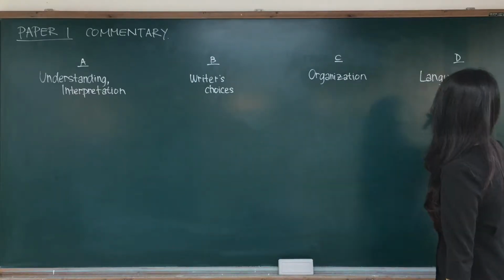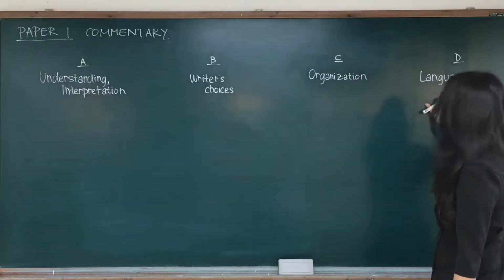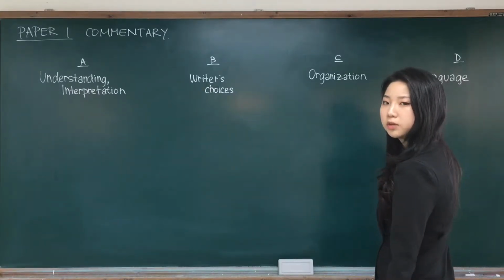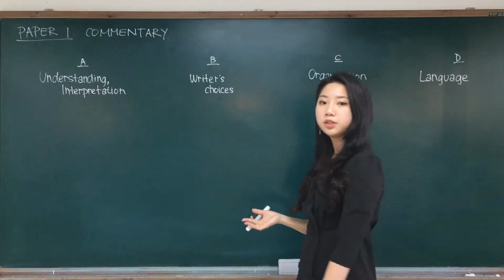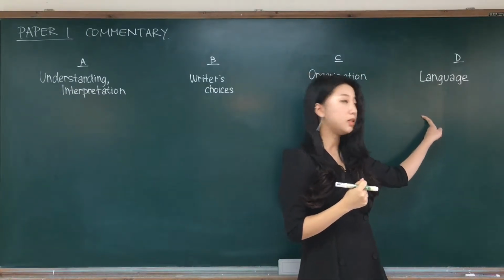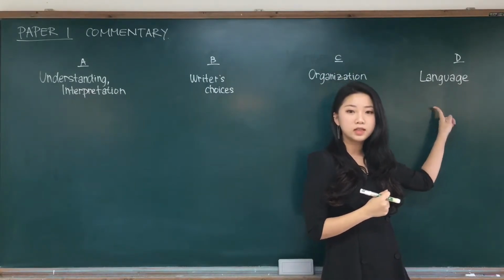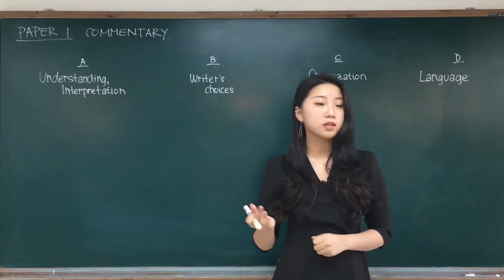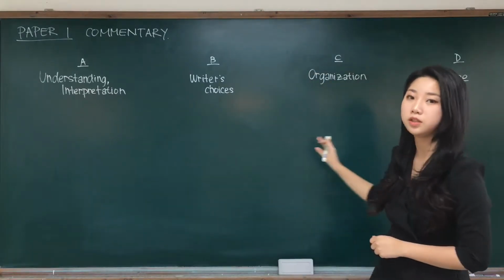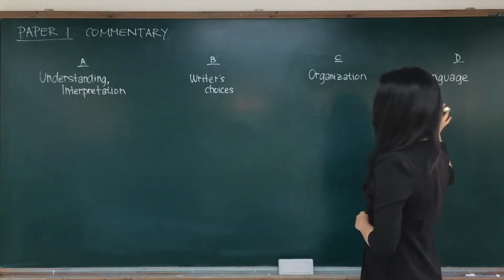Now moving on to Criterion D. Criterion D is language, and again, this part refers to the language used in your commentary, your writing. Your language needs to be clear and precise, and your register and style, in addition to your use of terminology, also need to be appropriate to this assignment.